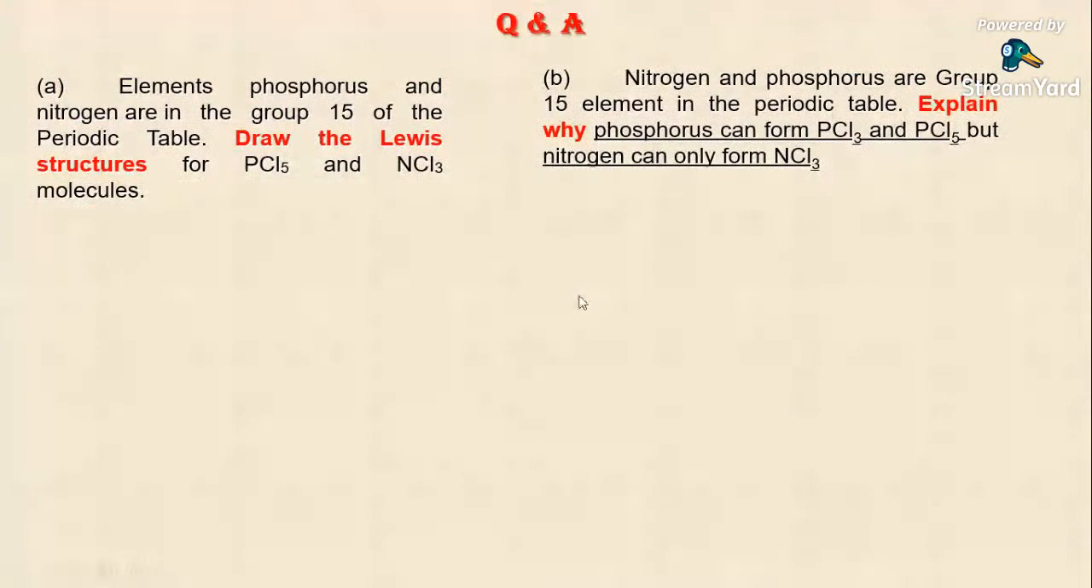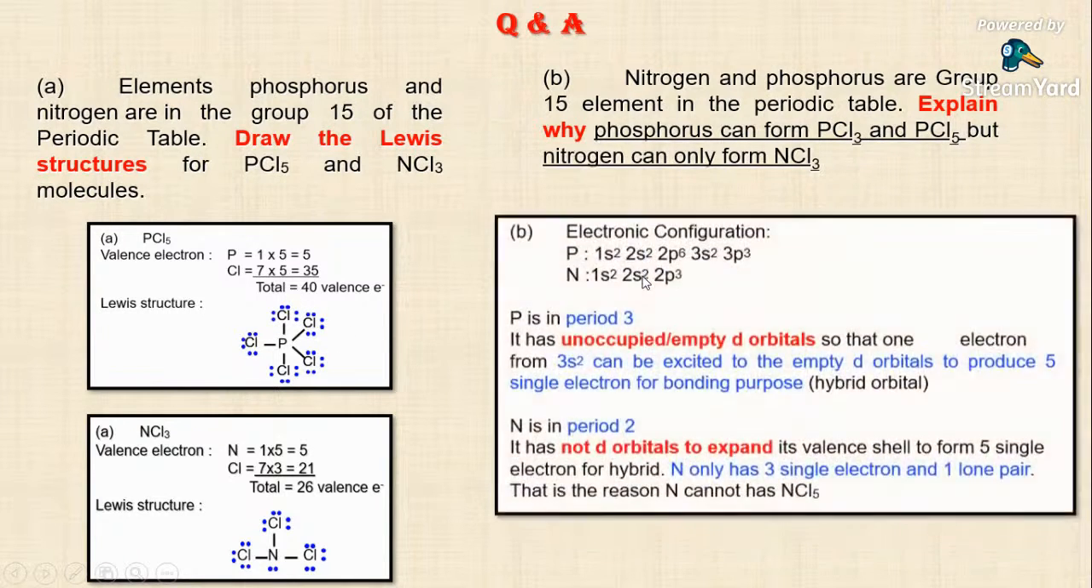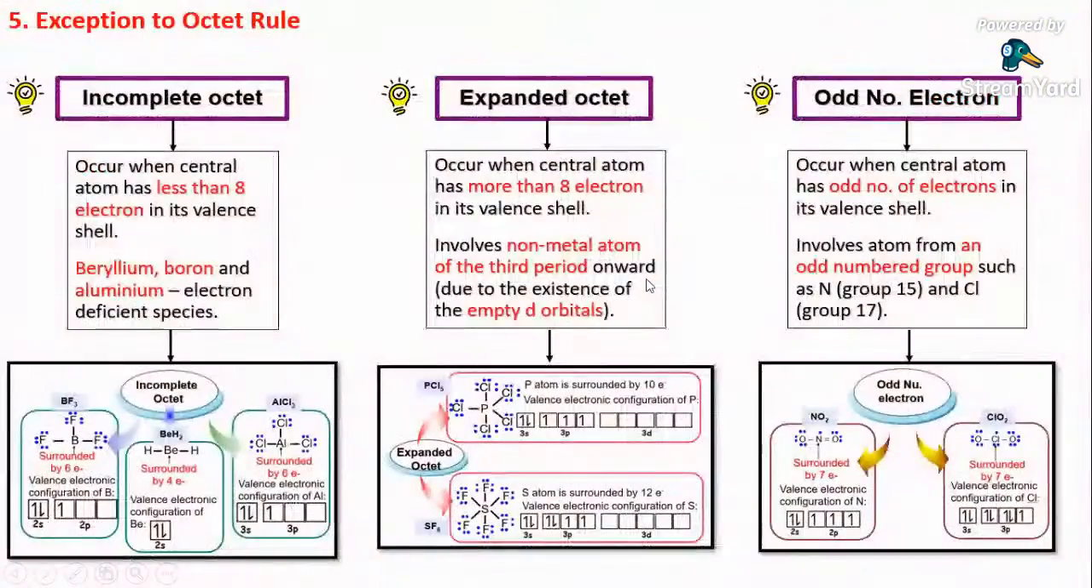Okay, now we check this question. Normally the question will ask you, okay, the main point is here: why can phosphorus form PCl3 and PCl5, but nitrogen can only form NCl3? Before they ask about this higher level question, they will surely ask you the simple question first: draw the Lewis structure. So you have to draw the Lewis structure correctly. Just follow the steps. Because for the Lewis structure, you must show the dots for the terminal atoms. Okay, this is the reason why.